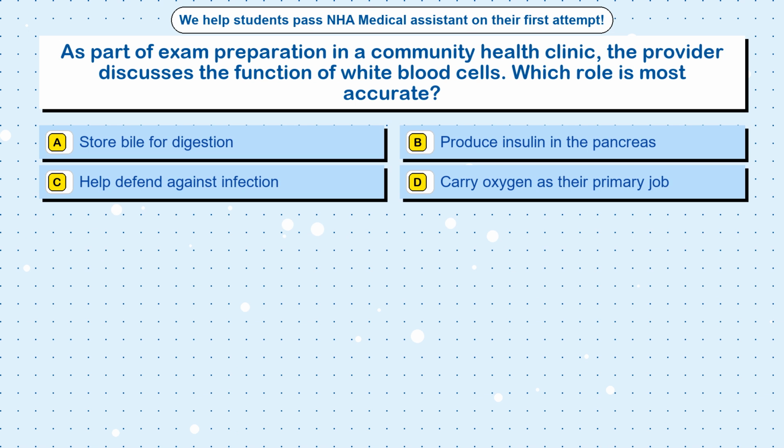Question 69. As part of exam preparation in a community health clinic, the provider discusses the function of white blood cells. Which role is most accurate? Option A, store bile for digestion. Option B, produce insulin in the pancreas. Option C, help defend against infection. Option D, carry oxygen as their primary job.